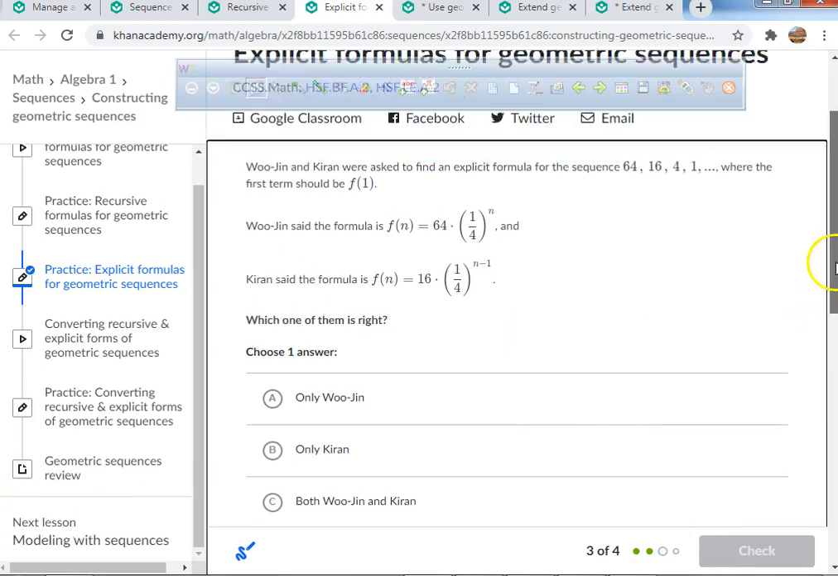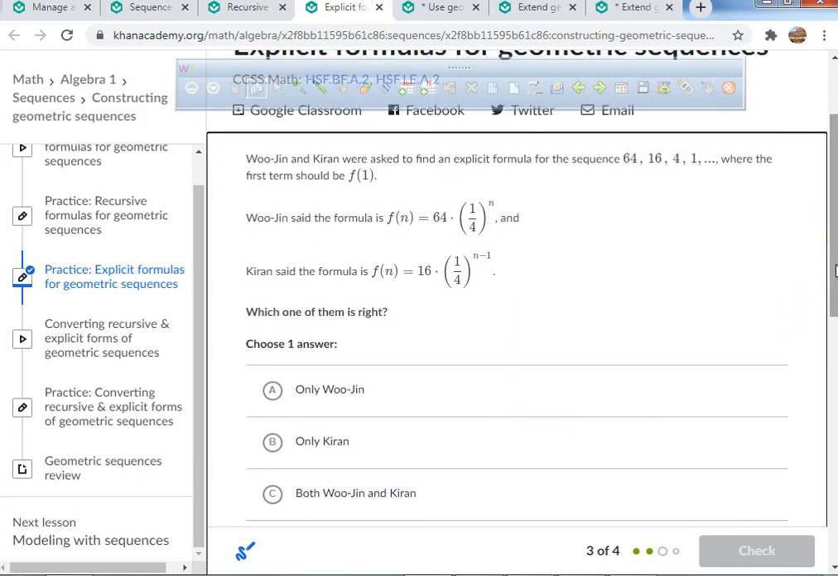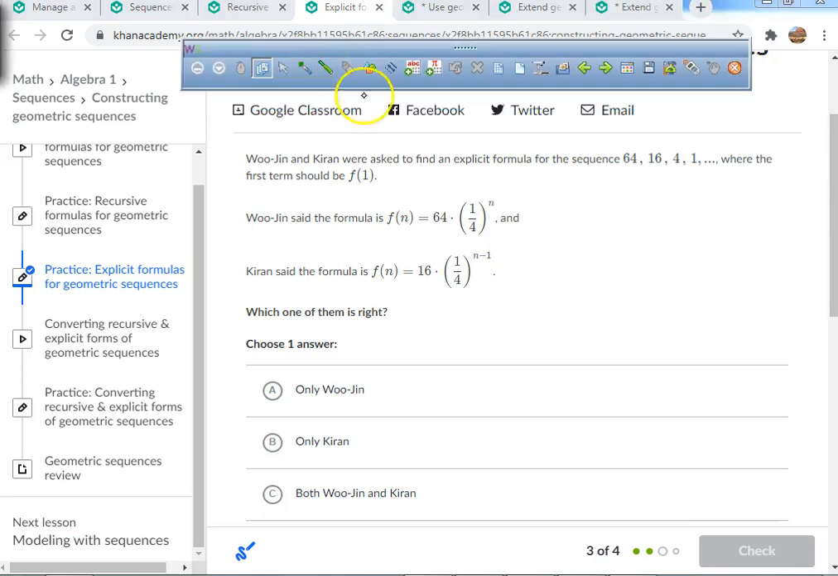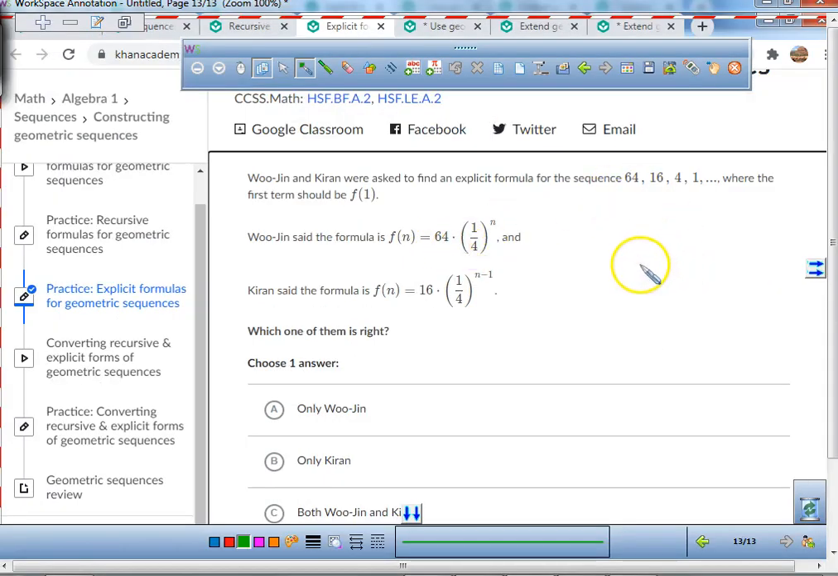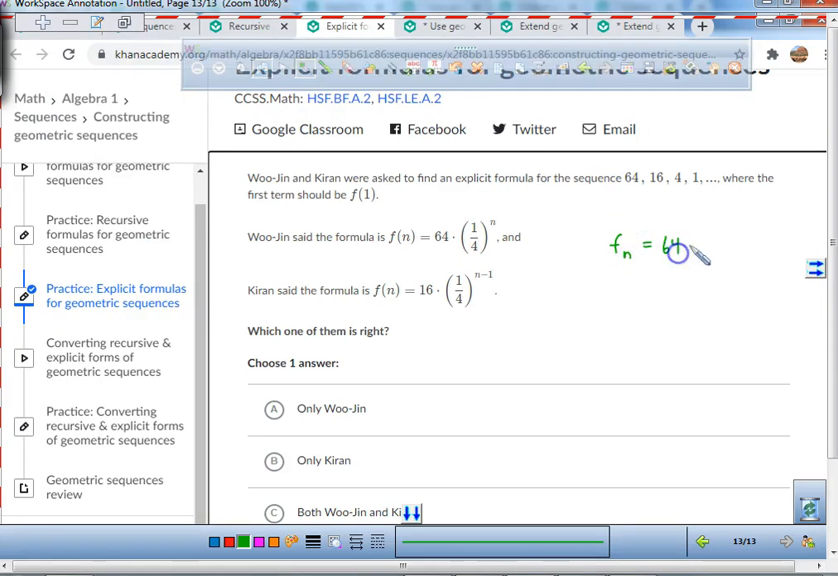All right, oh, it looks like we got a couple of people here trying to figure stuff out. Woojin and Kieran. All right, so we got a formula. You know what? I'm not even going to look at their answers. I'm going to make my own formula because my formula will be right. So I'm going to say f of n equals my first term, which is 64, parentheses 16 divided by 64 is 1/4. Oh, look at that, 1 over 4. 1/4 to the power of n minus 1.